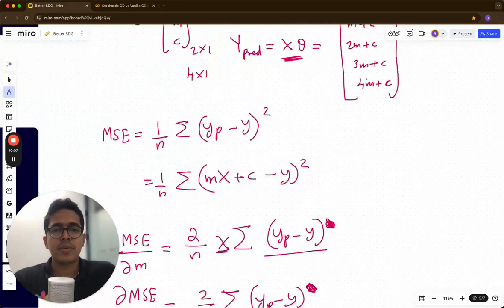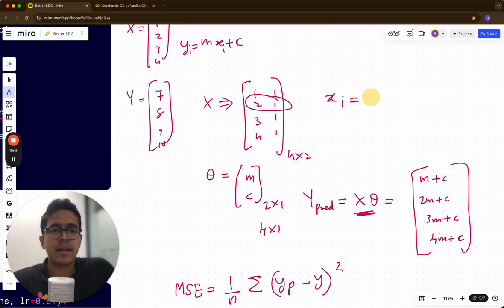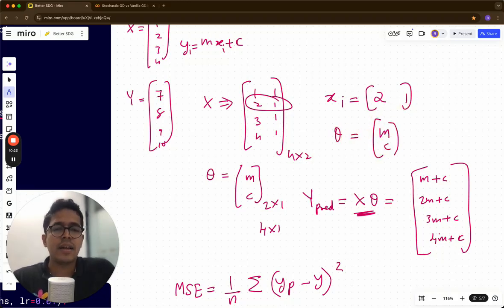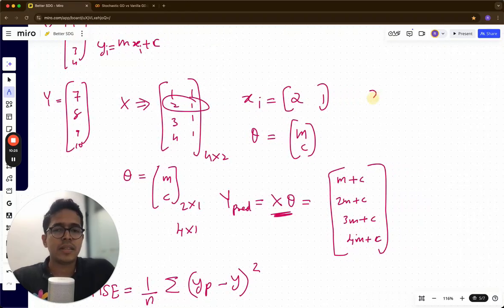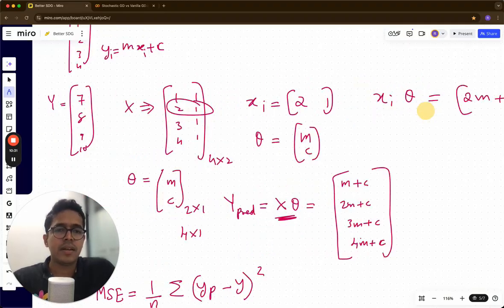And if you look at the random index, how does it look? It looks like this. It has two values, the appended value 1 and the original value of xi. So xi will be, in this particular case, 2 and 1, and then you are multiplying this with the theta matrix, and theta will look like m and c. When you do the multiplication xi times theta, it will be nothing but 2m plus c, right? So that is what we are doing here.